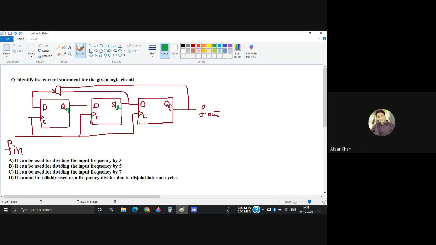QB and QC. So the upper input is QC and the lower one is QB. Okay, fine. So the output of this NAND gate is (QB QC) whole bar.